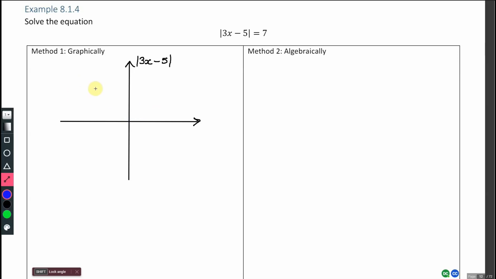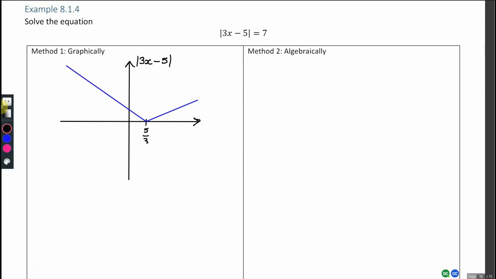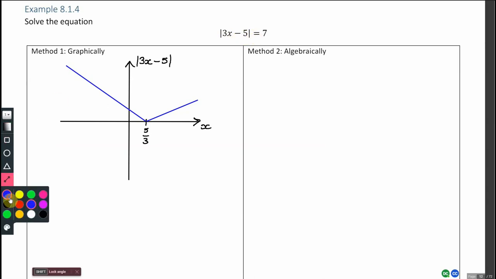So this graph would be less steep compared to the original mod x graph, and also move to the right by 5/3. I'm going to say there x is 5/3 here. Now how can we use that to solve the equation? Well, on the horizontal axis I've put x, and on the vertical axis I've put the modulus of 3x take 5. We want to know, where does the modulus of 3x take 5 equal 7? Let's draw a horizontal line this time.